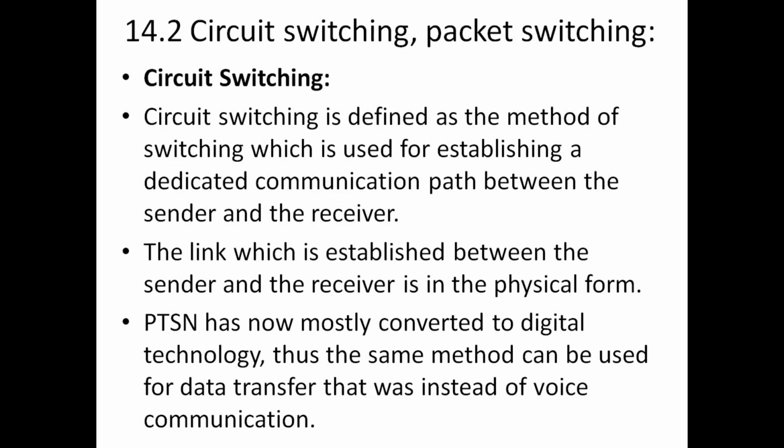Circuit switching is a method of switching which is used for establishing a dedicated communication path between the sender and receiver. You have already studied about packet switching in your O-levels, where data is broken into multiple packets and then every packet is sent through a different route. There is no dedicated link between the sender and the receiver. However, in circuit switching, we first of all establish a dedicated link between sender and receiver and then start sending the data packets through that dedicated channel only. This link is always in physical form.